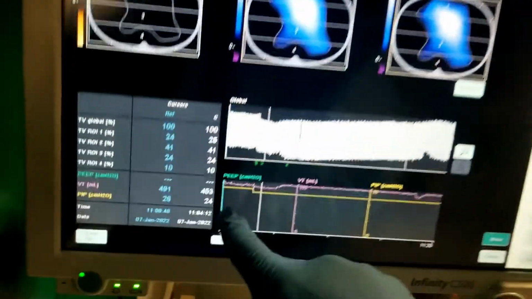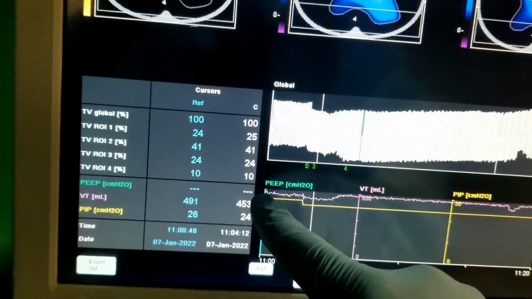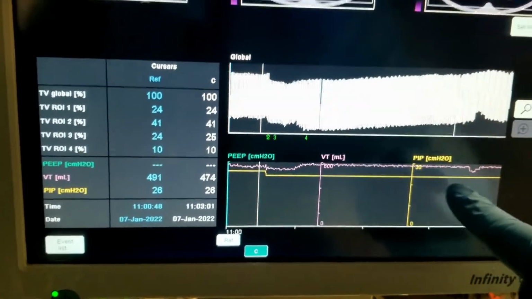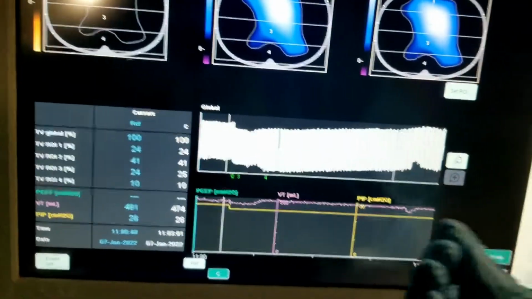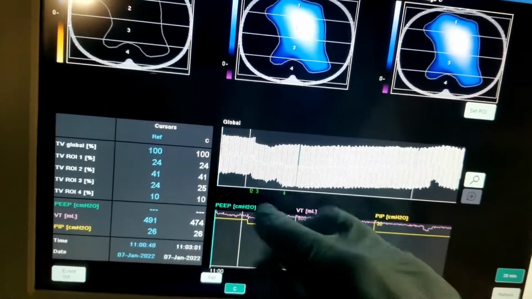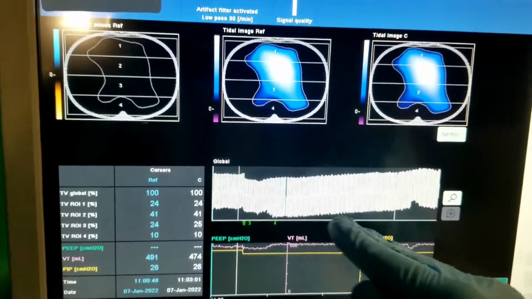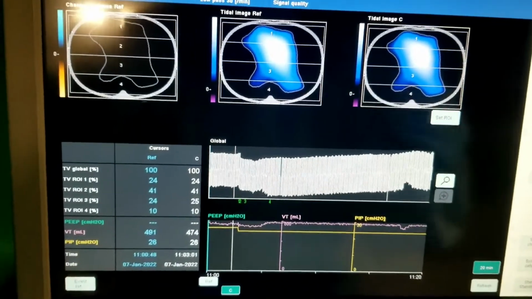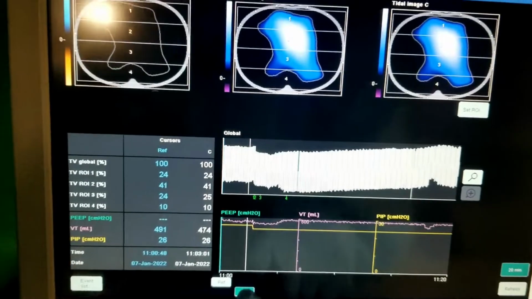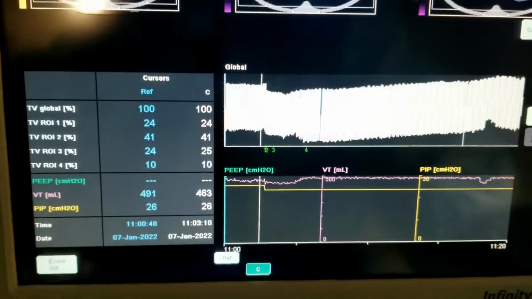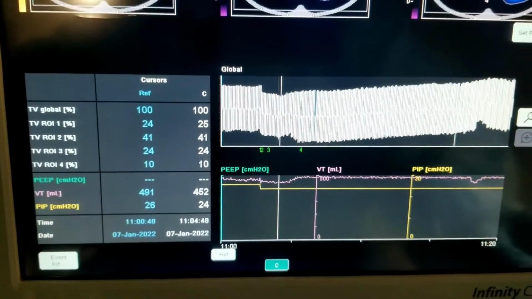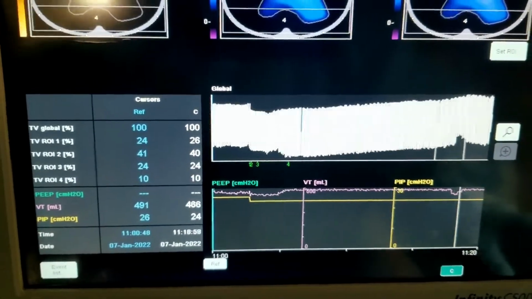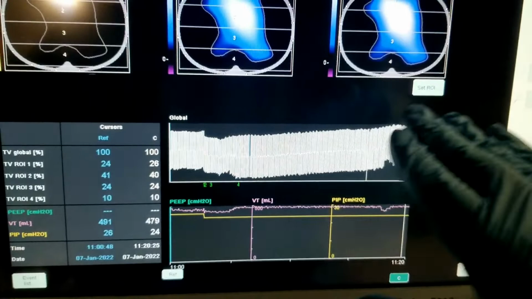So as you see, when we dropped here from our P high of 26 down, and you see that staircase go to 24, I want to know, if I drop it, am I going to start seeing these impedance curves going down, which is a sign of de-recruitment? And look what's happening here. So what we're actually seeing is I dropped it to 24, and the impedance curves are going in the trajectory upwards.